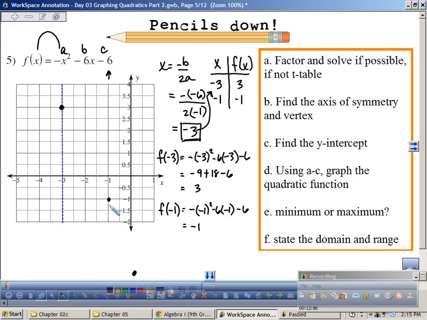I've got one more point to plot. What would I put in? -5, and I should get -1, right? All the way over here, it should be symmetrical. Let's see what happens. -5: I get -5 squared minus 6 times -5 minus 6. This is -25 plus 30 minus 6, which is -1.